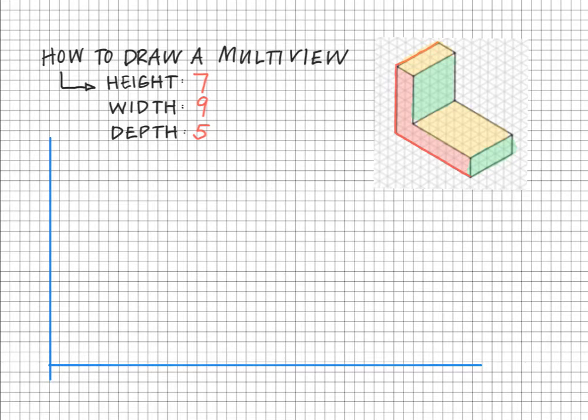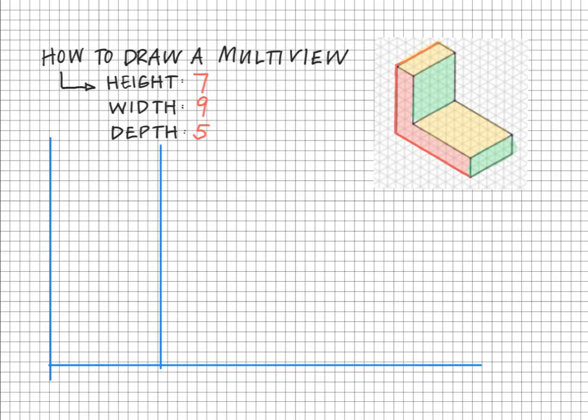So once I have these first two lines drawn, I know that my overall width is 9 units. So I can count 1, 2, 3, 4, 5, 6, 7, 8, 9, move my ruler to that point, and draw a construction line. So these 9 boxes here are showing my overall width.